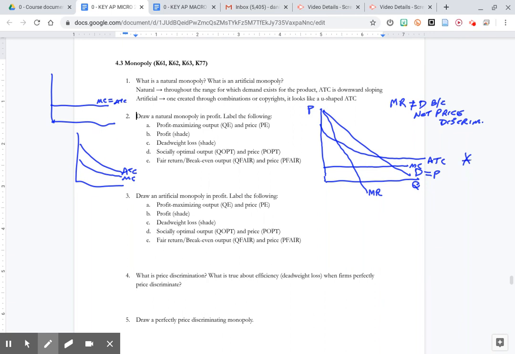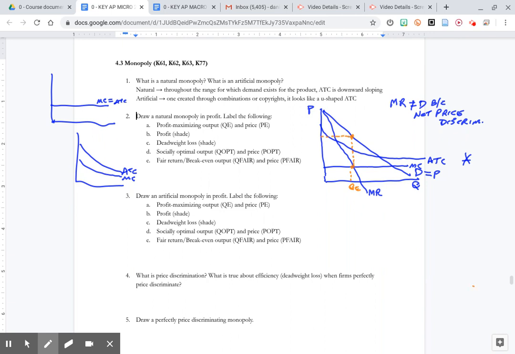Now, we're going to identify the quantity and the price that they're going to produce at. I'm going to switch to a different color so maybe you can see this a little bit better. They're going to produce at MR equals MC. So where is that? Well, here. That's the quantity, QE. Now, we have to go all the way up to the demand curve to see the price.